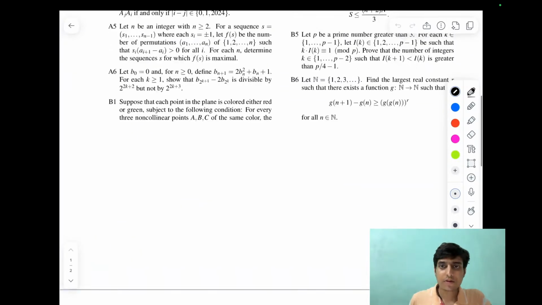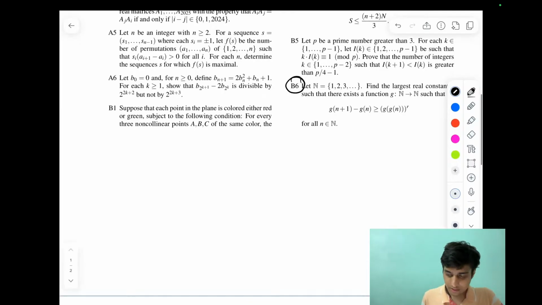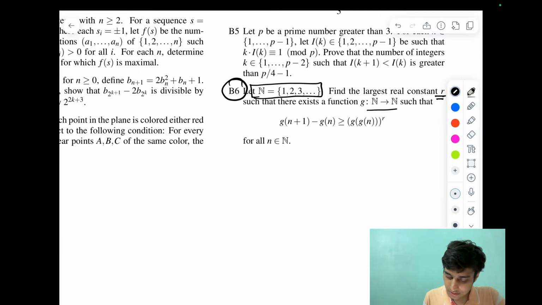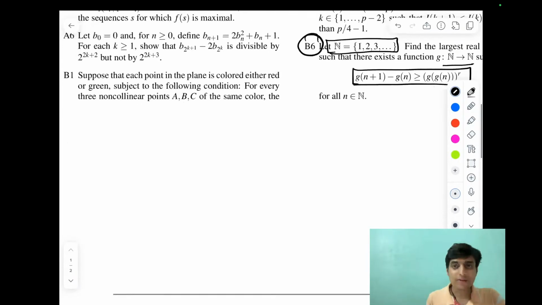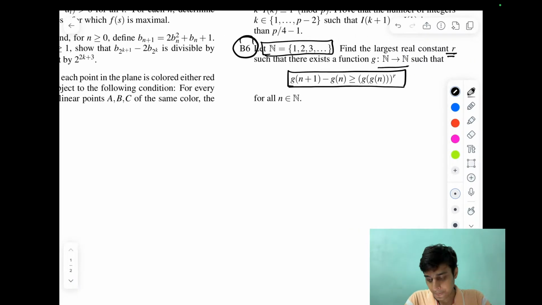Okay, so we are going to solve this basics problem. Let's see what this problem says. It says that there is a domain, let's say n, and there is a constant r such that there exists a one-to-one function g such that there is a condition for all n. So I have to find, basically, this question says that we have to find the largest value of r such that this condition is satisfied in the given domain.